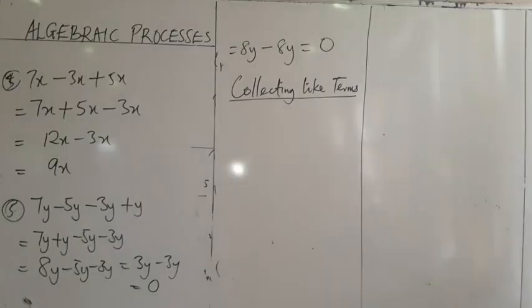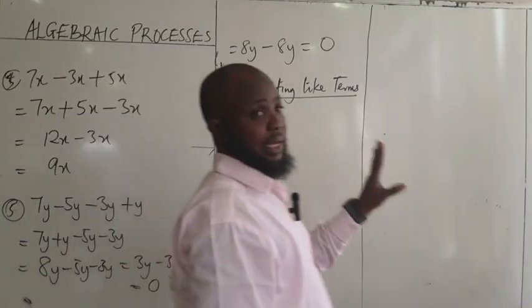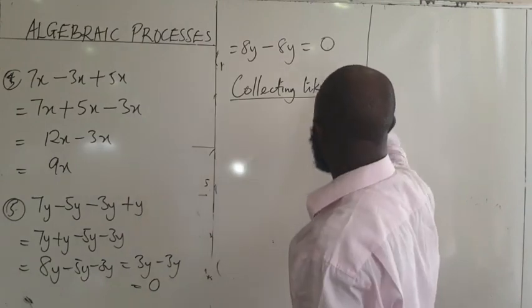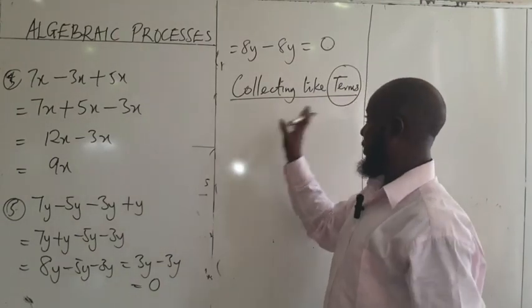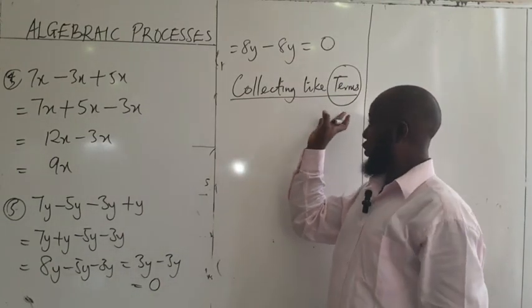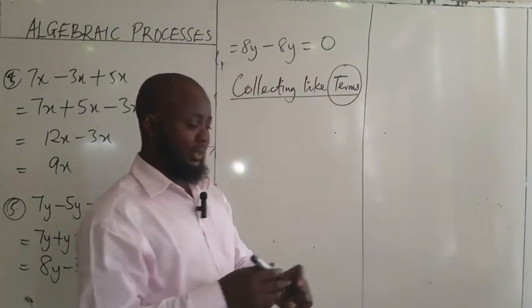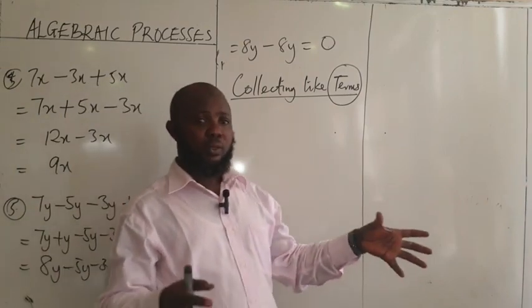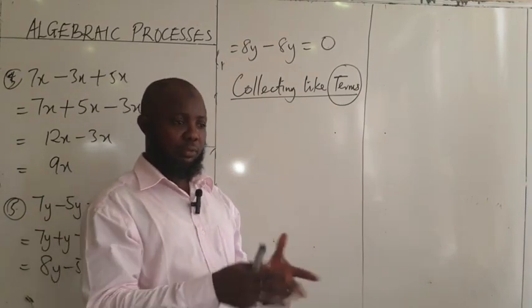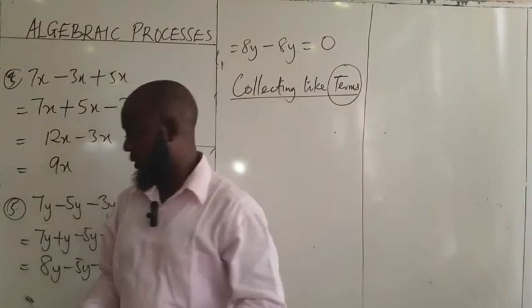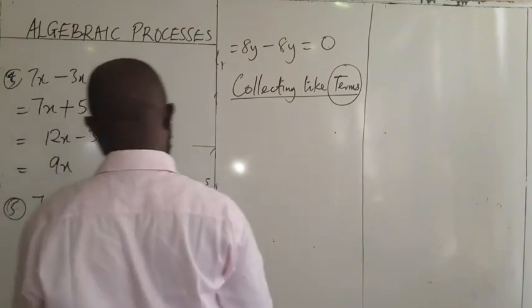So all right, collecting like terms. That's the next thing. You can see what I told you. The terms that we discussed are now coming out. We see the usefulness of understanding it now. Now let's look at the example. Collecting like terms, the terms that look alike, we bring them together and perform the operation. So let's see how we do that. Let's look at these examples.